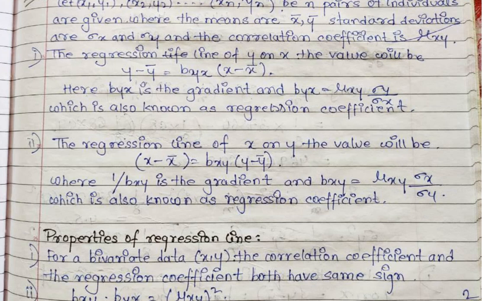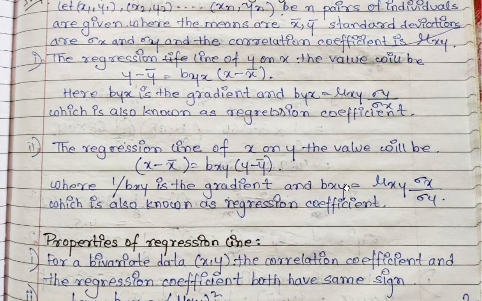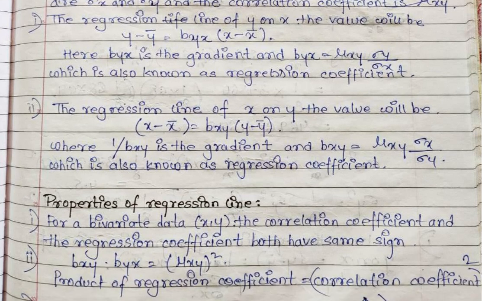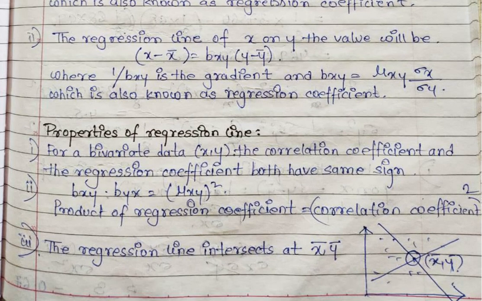Obviously all of you can see bxy cannot be 0, because if it is 0 then it becomes undefined. And what is the gradient? The gradient of this straight line is 1 by bxy, and that can be measured by rxy sigma x by sigma y. Now some properties of the regression line we have to remember, otherwise we cannot solve the problems.